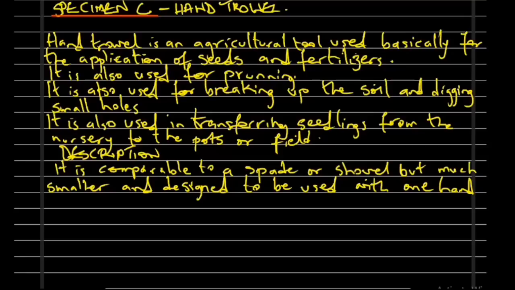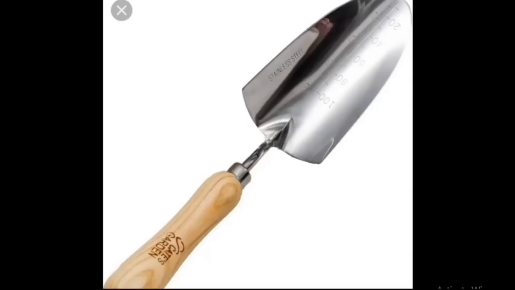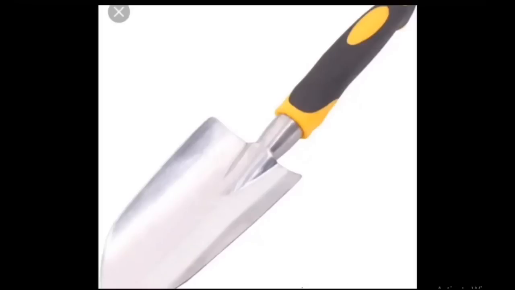So looking at the hand trowel now, these are pictures that you'll be seeing. This is an example of what the hand trowel looks like. You can see the metal blade here. This part is made of stainless steel, while this part here is made of fine, polished wood, and here we have the shaft where the wood fits into the metal part. This is another example of the trowel. This one has a rubber handle with the metal blade.